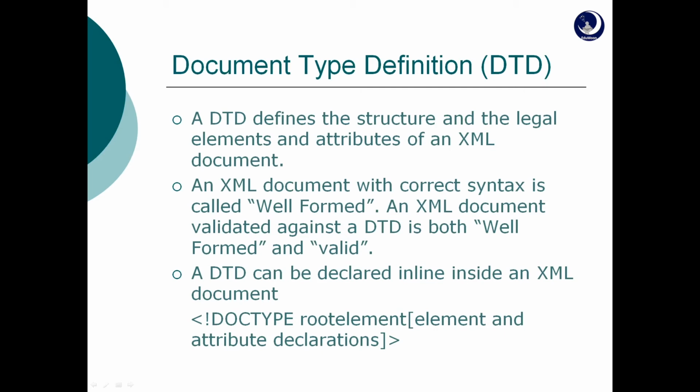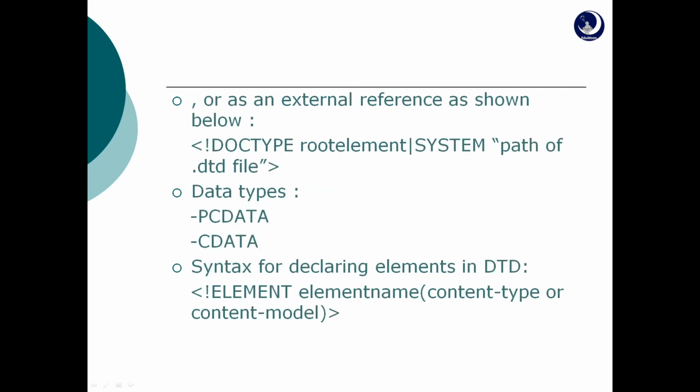A DTD can be declared inline inside an XML document. While we were learning CSS, we know that there are three ways of specifying a style: inline, internal and external. Like that, a DTD can be declared inline inside an XML document, and it can be done as follows: DOCTYPE, root element, element and attribute declarations. You're going to see how to do it more specifically while we are doing an example, so let us continue.